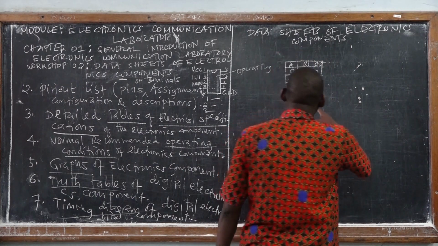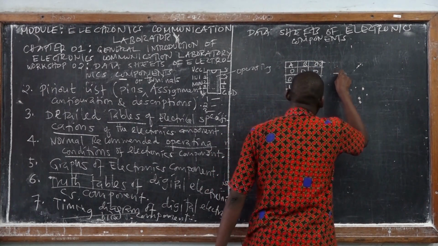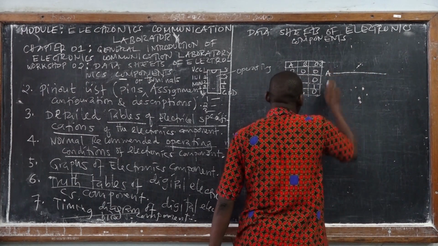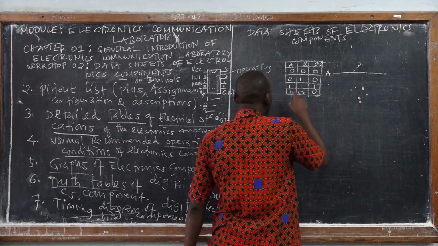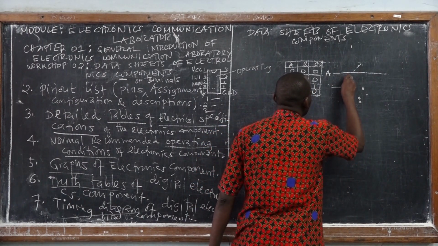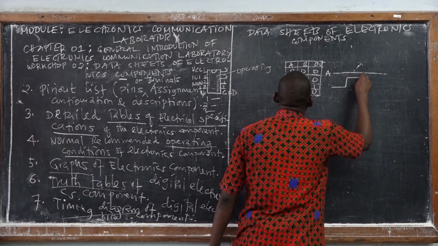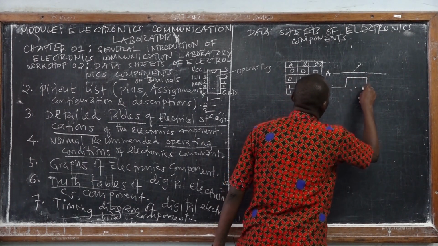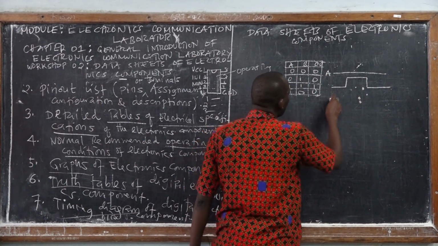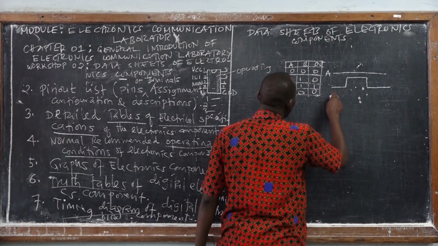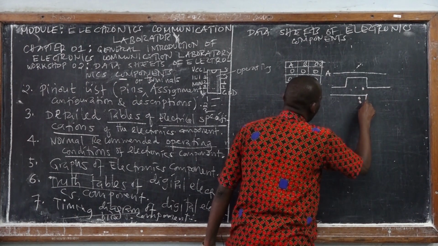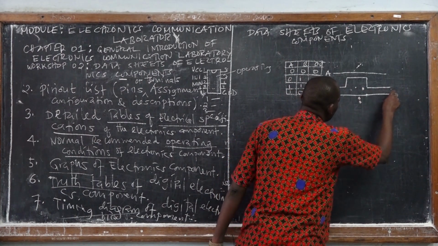The timing graph for this truth table is low, low, low, low. This is the timing graph for A. Then the timing graph for A is still low, but B is high. Then out is low. Then the timing graph for this combination is high. So it's high, and then it's still high.